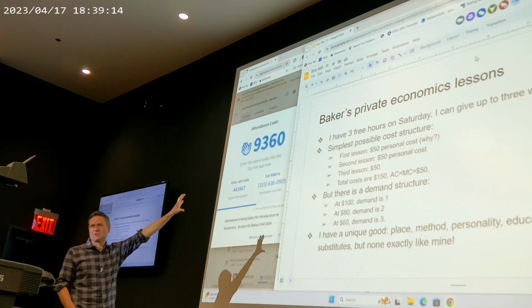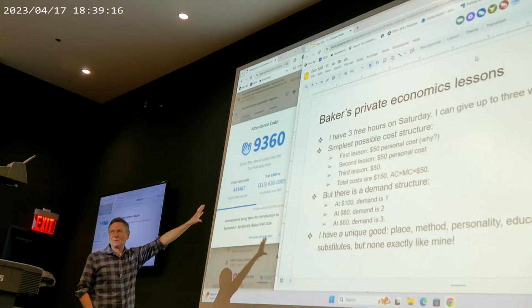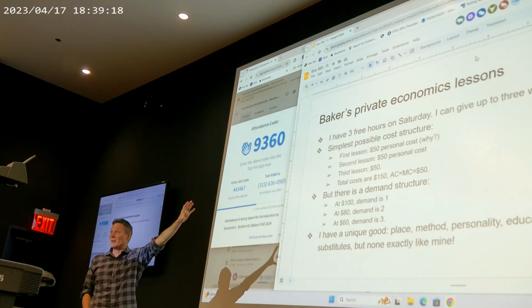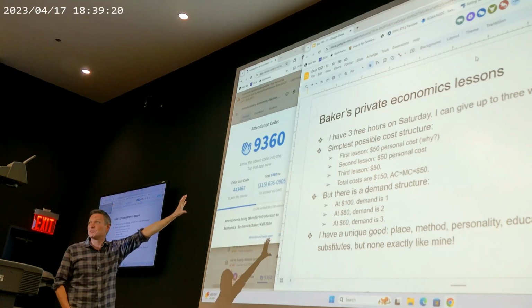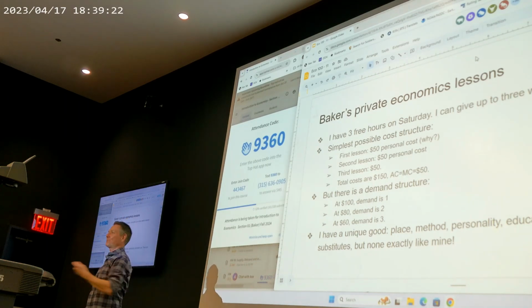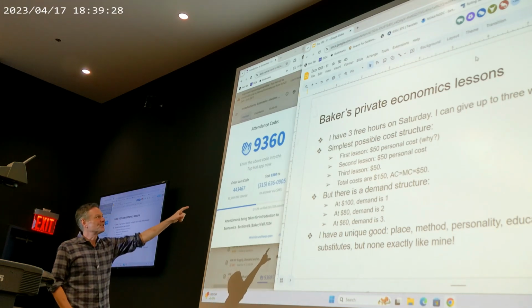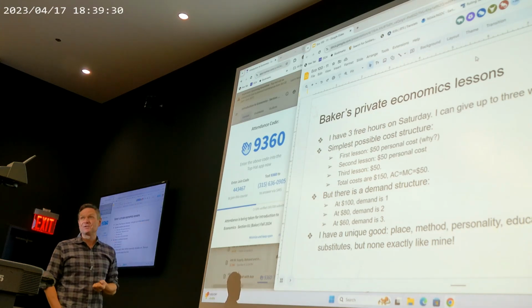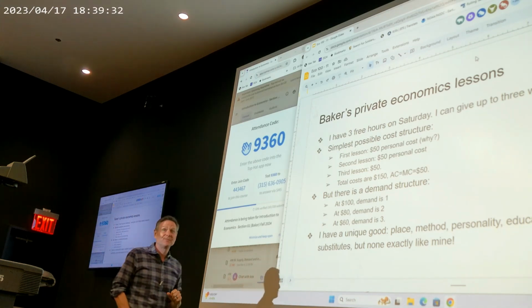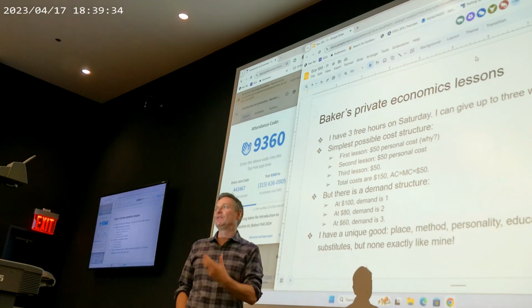I have a very simple cost structure. Right now we're not so worried about cost, we're worried about price and demand, so we'll make it as simple as possible. A specific theme of economics: start with the simplest possible case and understand that. So each lesson costs me $50, and I can do 3 lessons a week. Each one costs me about $50 to do.